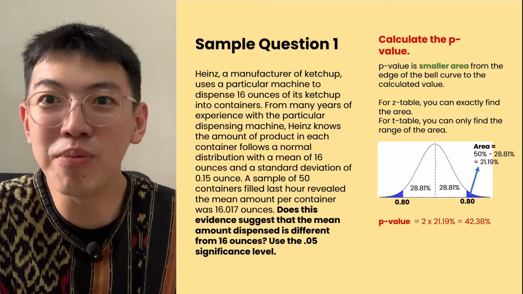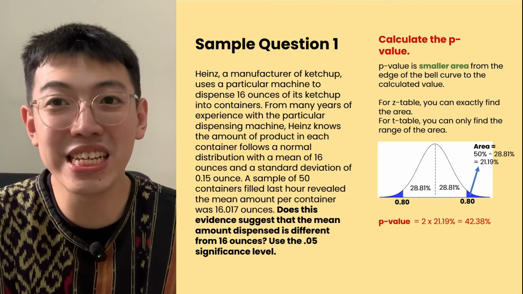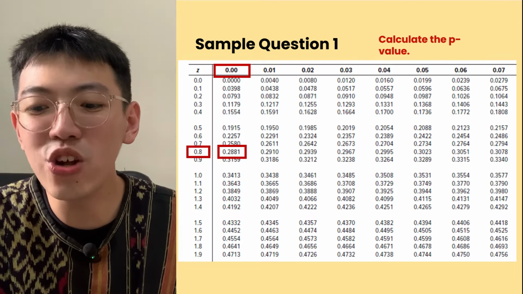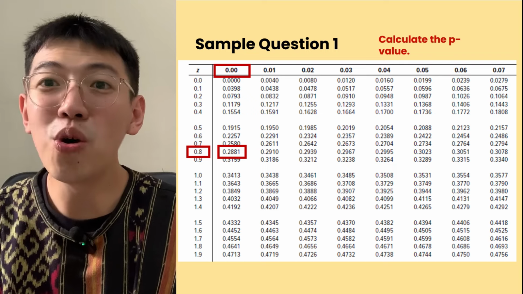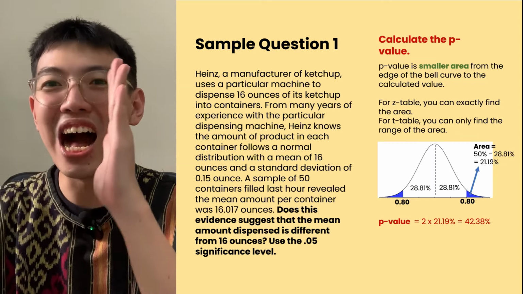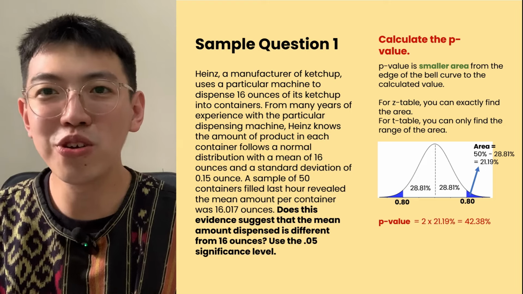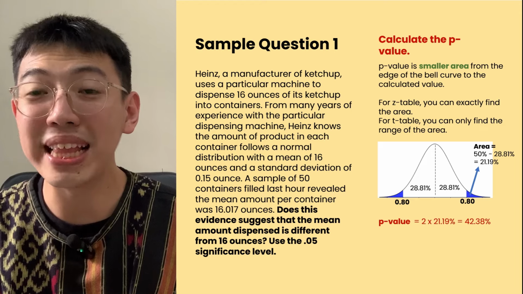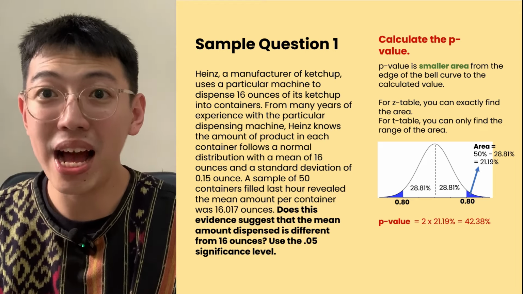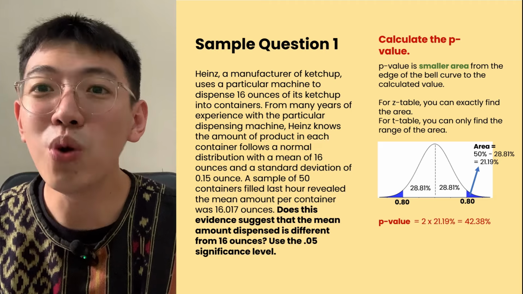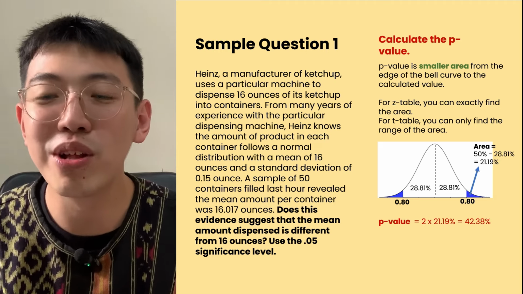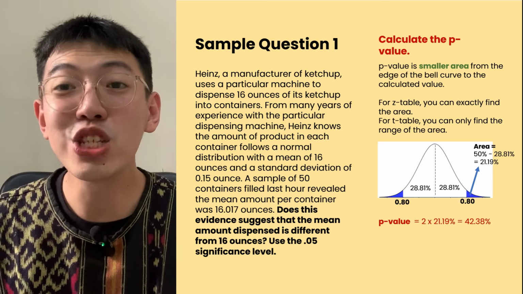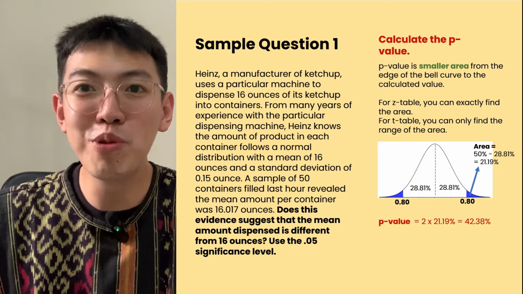If I look at the Z table, if the Z is 0.80, then I can find that the area is 0.2881. 0.2881 is the half of the white area. So let's focus on half of the bell curve only. If the white area is 0.2881, it means the blue area will be 50% minus 28.81%. It will be 21.19%.